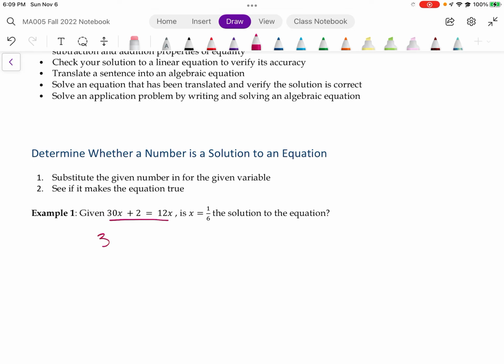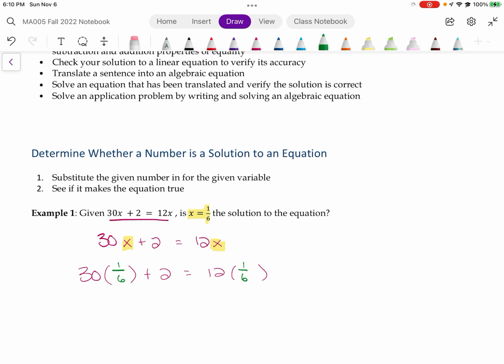All right, so our equation is this. And so we've got 30x plus 2 equals 12x. So you can simplify first if you want to, but that's not what I'm going to do here. I'm just going to take the x equals 1/6 and plug it in for this x and this x. Okay, so I've got 30 times the x plus 2 equals 12 times the x that I'm going to put in. So the 1/6 is what I'm plugging in.